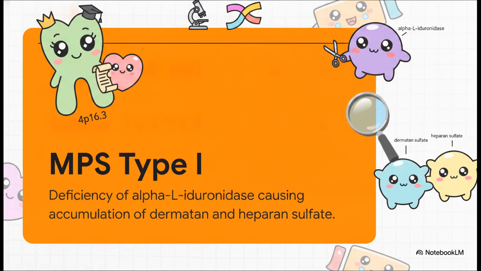Spot on. Now, let's look at the specific core defect of MPS type 1. The defective enzyme here is alpha-L-iduronidase. It's encoded by the IDUA gene localized to chromosome 4p16.3. You need alpha-L-iduronidase for the stepwise breakdown of two very specific glycosaminoglycans, dermatan sulfate and heparan sulfate. You must commit these two substrates to memory. Their toxic accumulation explains the entire multisystem phenotype we're about to explore.